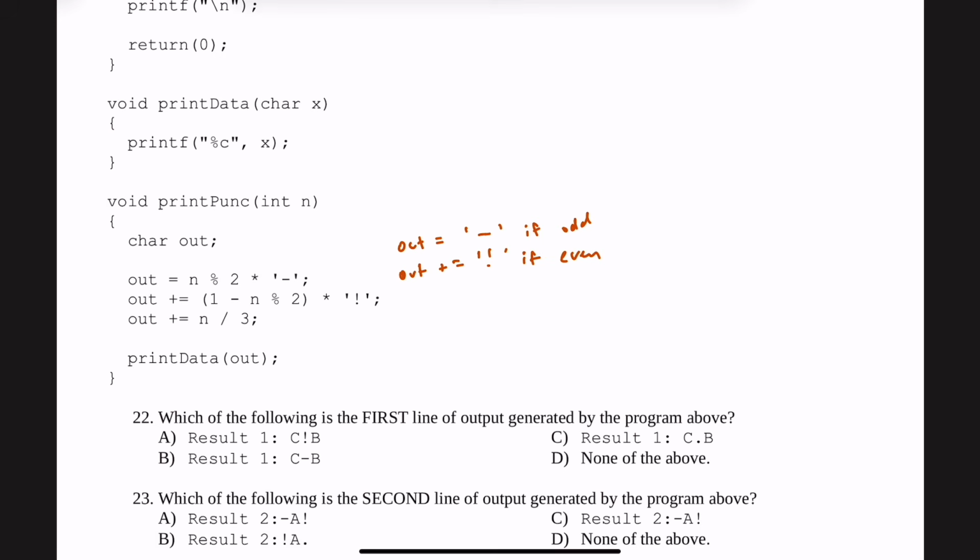In this case, right now we have this plus equals, but we know that every number is either odd or even. So it can't fall under both cases, so we can't add a dash and an exclamation mark together in this case. So I can get rid of this plus equals, because I know that's going to fall underneath one of those two cases. And then out plus equals n divided by 3, integer division. And then we print out.